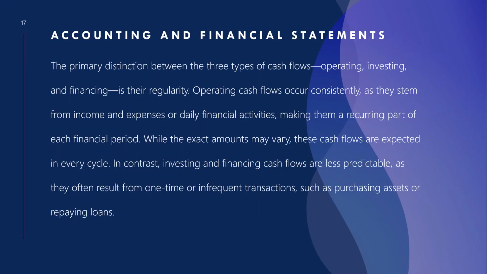The primary distinction between the three types of cash flows, operating, investing, and financing, is their regularity. Operating cash flows occur consistently, as they stem from income and expenses or daily financial activities, making them a recurring part of each financial period. While the exact amounts may vary, these cash flows are expected in every cycle. In contrast, investing and financing cash flows are less predictable, as they often result from one-time or infrequent transactions, such as purchasing assets or repaying loans.